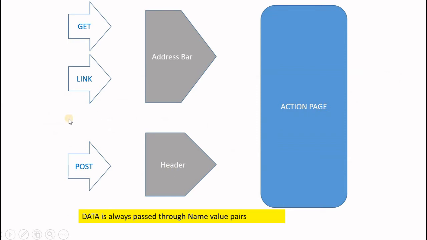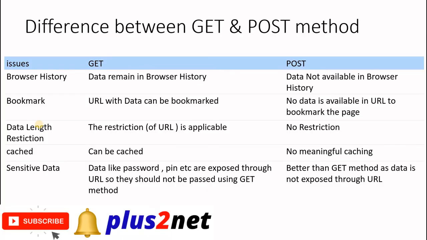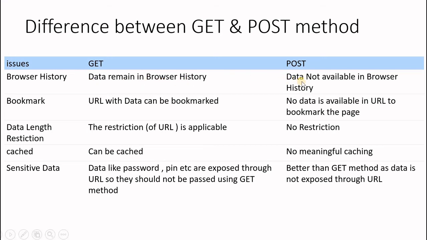Here you see that get and the link, these two methods, use the address bar to send the data. So data is passed through the address bar. In the post method, the header is used, but it is always in name-value pairs. Now let's understand the difference between get and post. In the browser history, when you use a get method, the data remains in the browser history, but in a post method, data is not available. Also, because it is available in the address, you can bookmark it with the data.